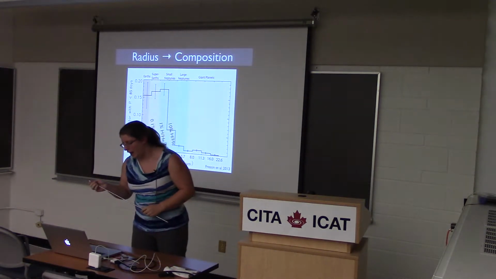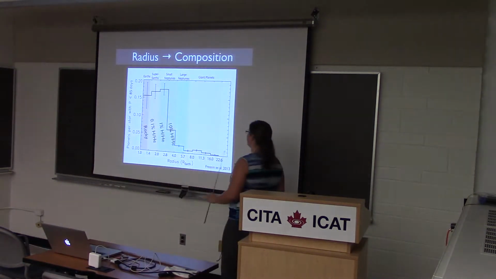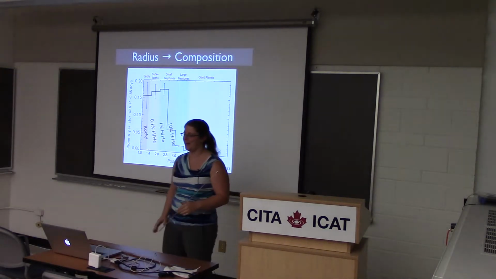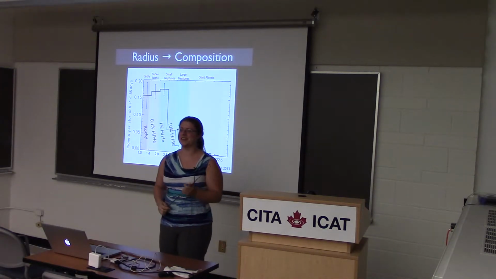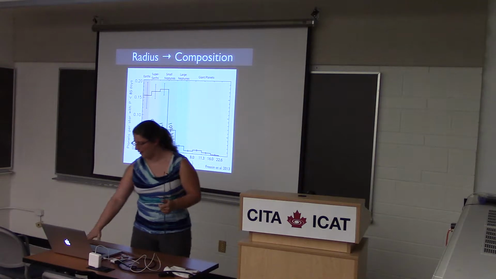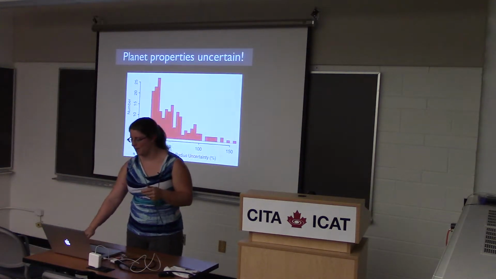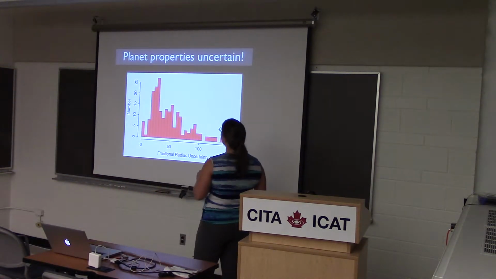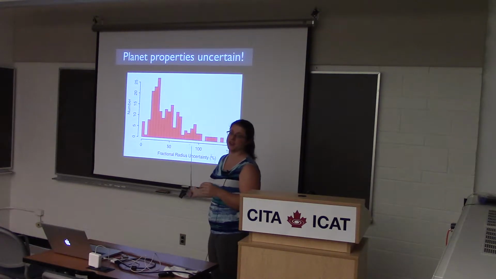All right, now that I've said that, you can ask, why am I giving this talk? Why is this interesting at all? Why can't you just do that? Why can't you just read off the compositions? Well, the problem is that these planet properties are very uncertain.